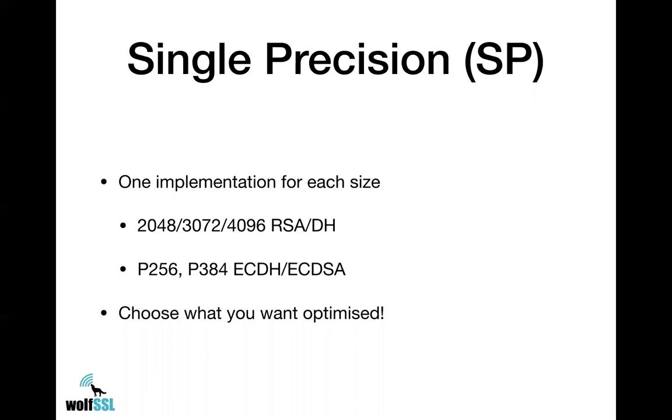Being able to choose the amount of code that you need to compile into your environment is, we believe, important at wolfSSL. And by one implementation, I mean the 2048-bit implementation is its own implementation itself. There's no code shared with the 3072-bit implementation. The 4096, on the other hand, does share some code with the 2048 because 2048 is half of 4096, and we can share code there because that's convenient.